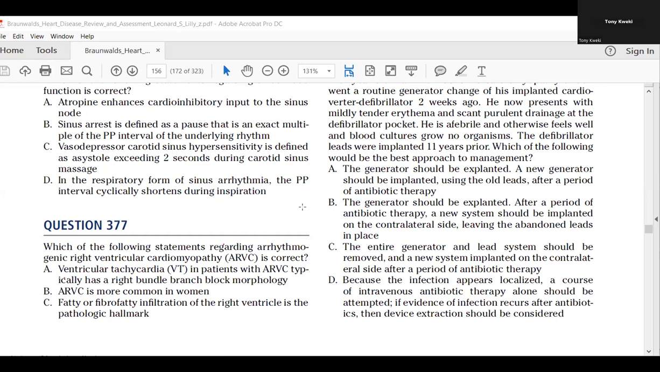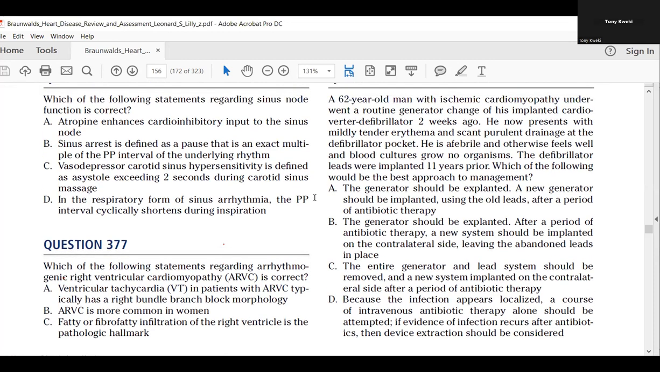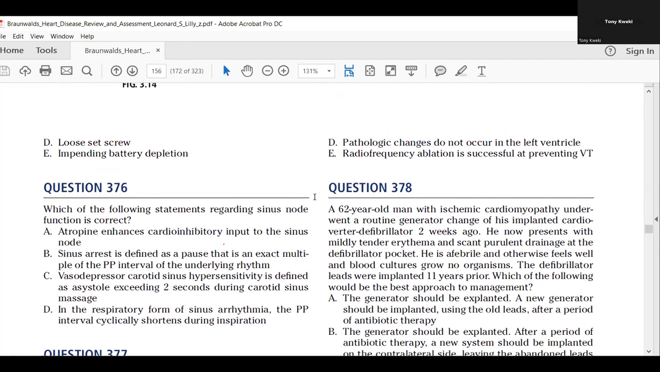Second, ARVC is more common in women, but of course we know that it is more common in men compared to women. Also, fatty or fibrofatty infiltration of the right ventricle is the pathologic hallmark, and that is very true. Pathologic changes do not occur in the left ventricle, that is false. Radiofrequency ablation is successful at preventing VT, we know that is false. That's why you need to put in an ICD to prevent cardiac death, because it is not feasible to ablate every area where this fibrofatty infiltration happens.